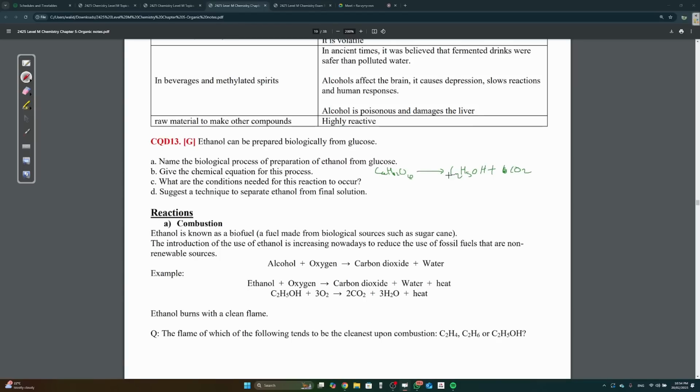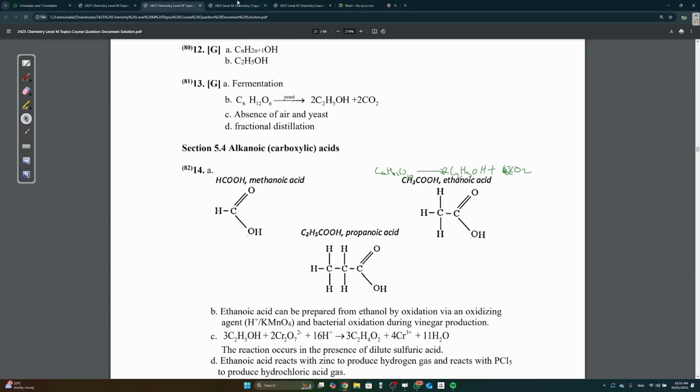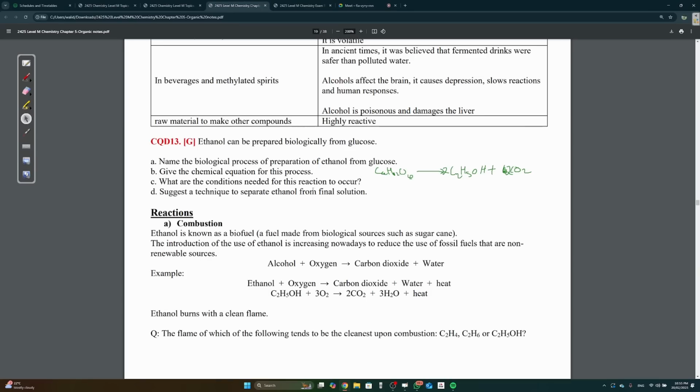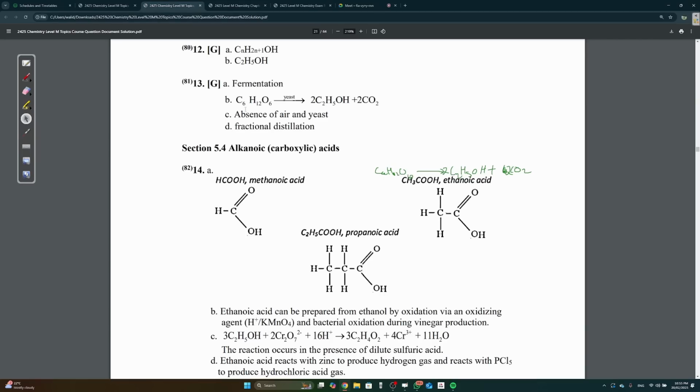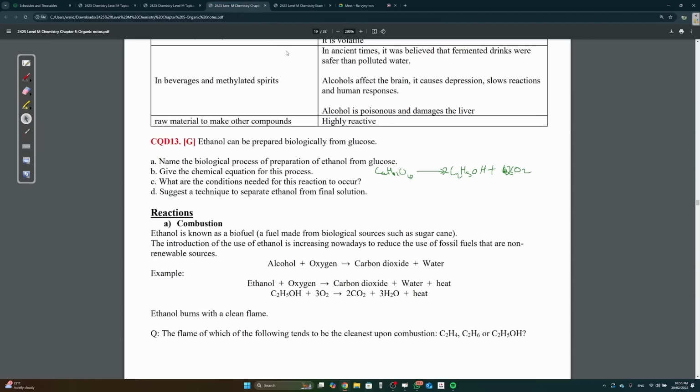Balance it. You have 3 here. If I put how many hydrogens? 10. You should put the 2 here, and then put the 2 here. Yeah, it's balanced like this, I think, right? Yeah, 2, 2. Okay, what are the conditions needed for this reaction to occur? Obviously, the absence of oxygen being the main one, as well as the yeast, and 25 to 35 degrees Celsius. Absence of air, yeast, and 25 to 35 degrees Celsius.